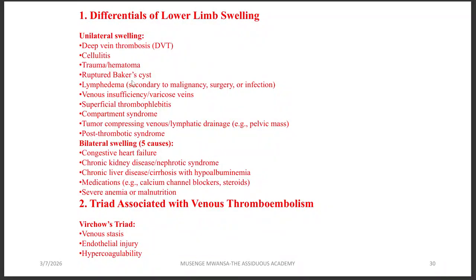Just that. So you can see the causes of unilateral limb swelling: DVT, cellulitis, hematoma, ruptured Baker's cyst, lymphedema. It can be secondary to malignancy, surgery or infection, venous insufficiency or varicose veins, superficial thrombophlebitis, when you are cannulating and end up doing wrong things. Compartment syndrome, which is going to be a very important thing to discuss when you go to surgery, your last rotation. Also, it can be a tumor compressing the venous or lymphatic drainage, or post-thrombotic syndrome.